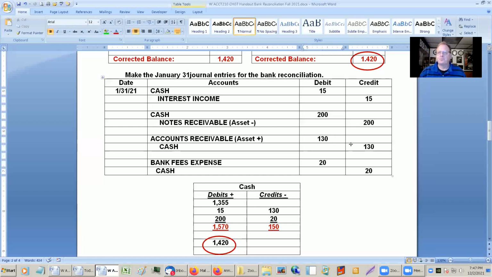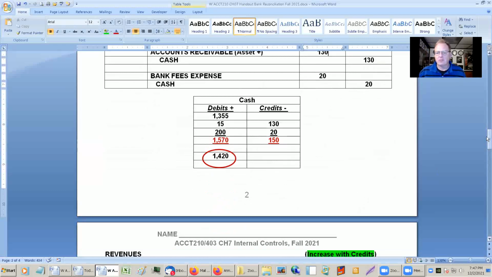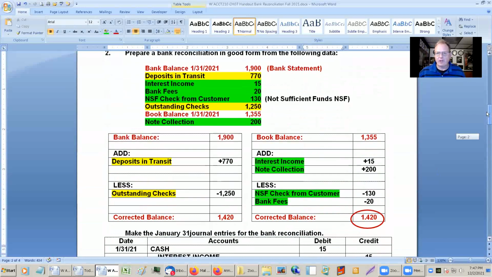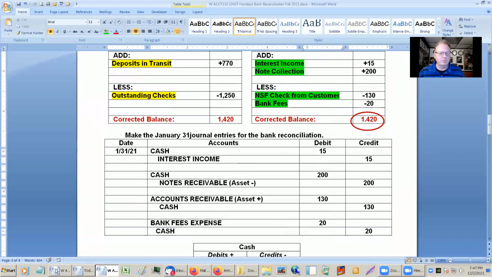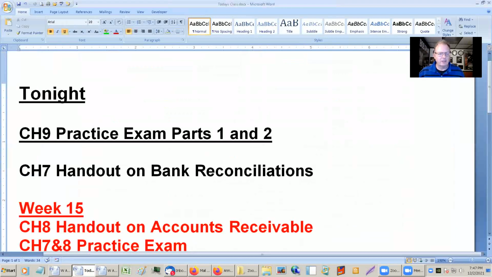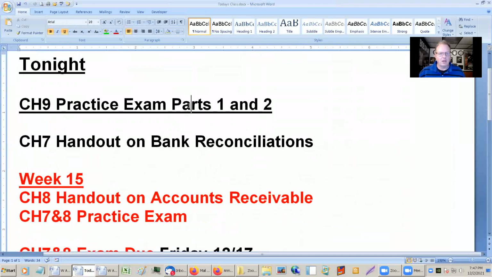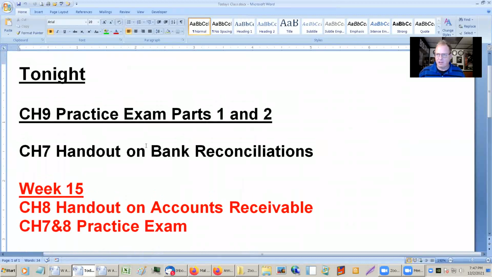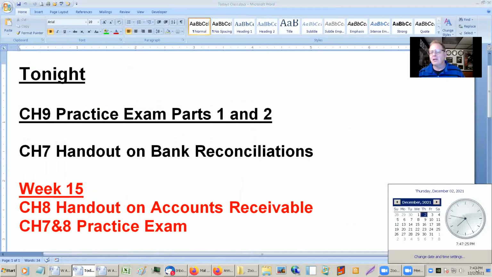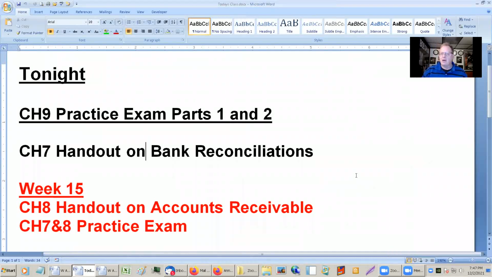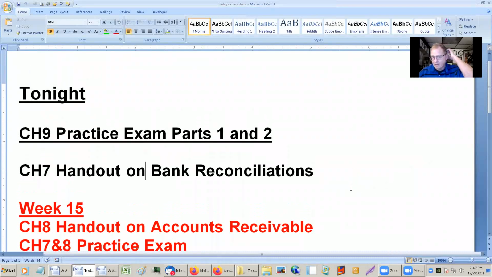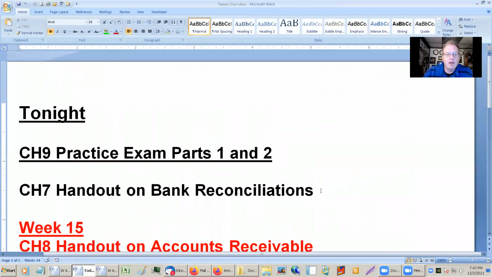All right, so that's it for this one. Here's what I'm going to do. I'm going to put on Blackboard the practice exam part 2 and the chapter 7 handout. We just finished it. They'll be due on the 10th. But I'll go ahead and put those in Blackboard now, so if you want to turn them in now, you can.